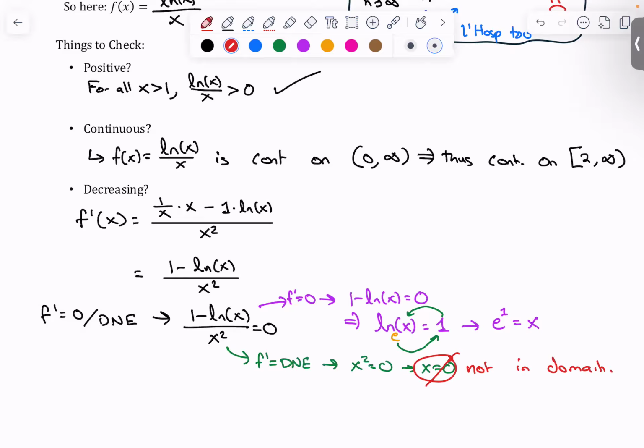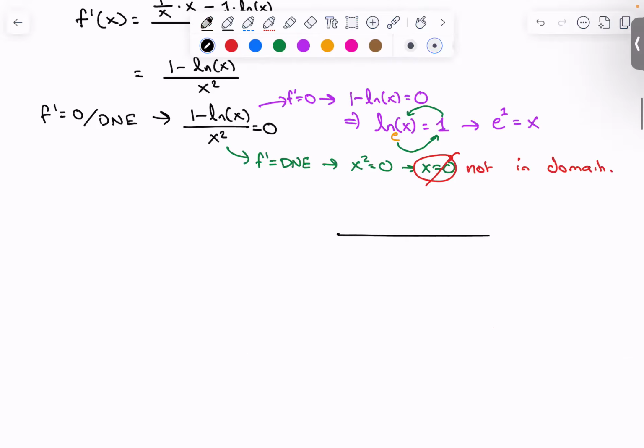So nuance is important here, right? Our domain is all numbers strictly greater than 0. So we can't even plug 0 into our function. We get natural log of 0 over 0. That's doubly bad. Natural log of 0 doesn't exist, and we're trying to divide by 0 at the same time. It's just a bad time. So our only critical value is e.